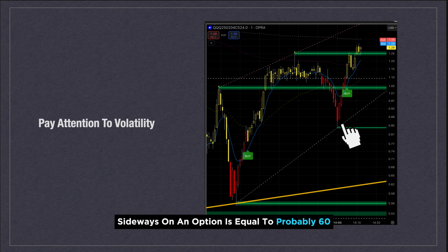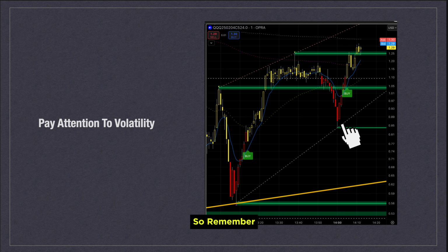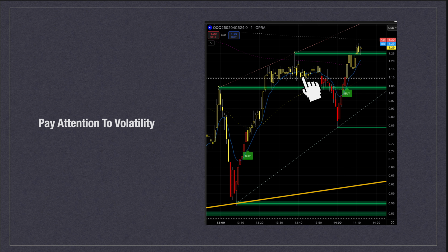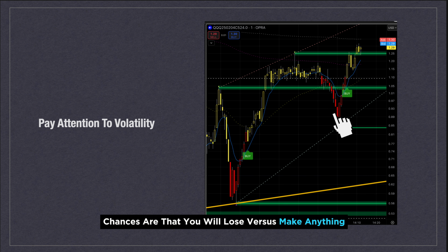Sideways on an option is equal to probably 60-70% of the time losing money. So remember, you want to catch the option when it's moving up and you want to get on the train really quickly and jump off when you're there. You don't want to be stuck at a station, because if you're stuck at a station like this, better chances are that you will lose versus make anything.